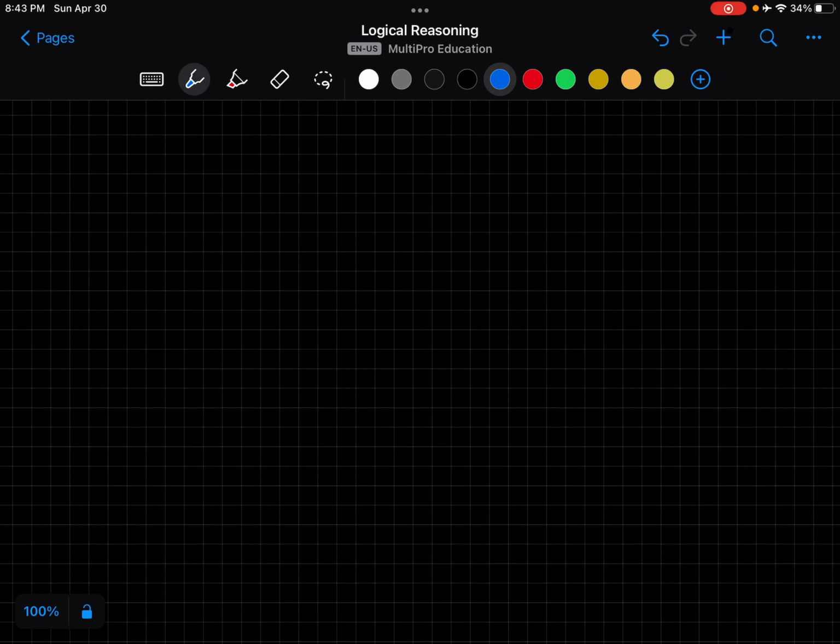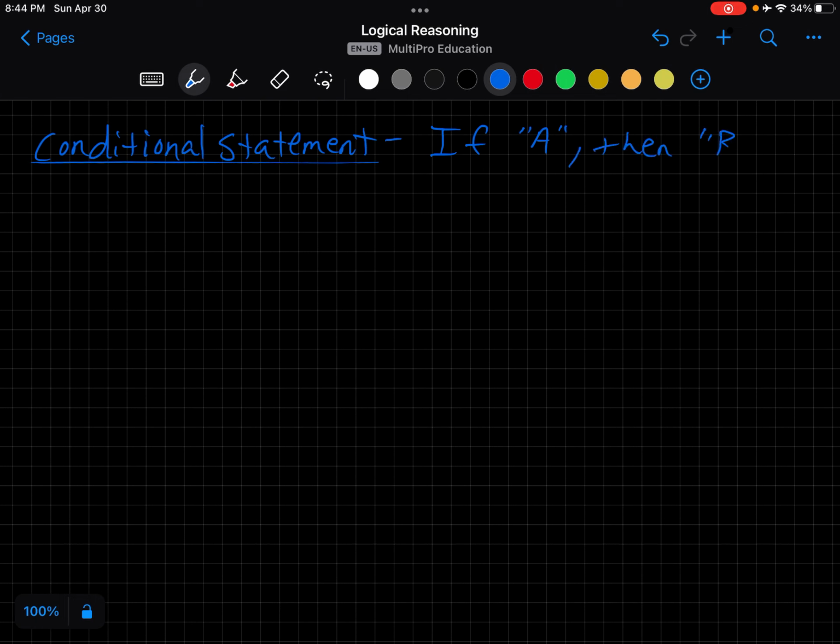Let's look at the definition. Well, not so much of a definition, but what is a conditional statement? So if A, then B. You're like, what on earth does this mean? So if A, this is the hypothesis.